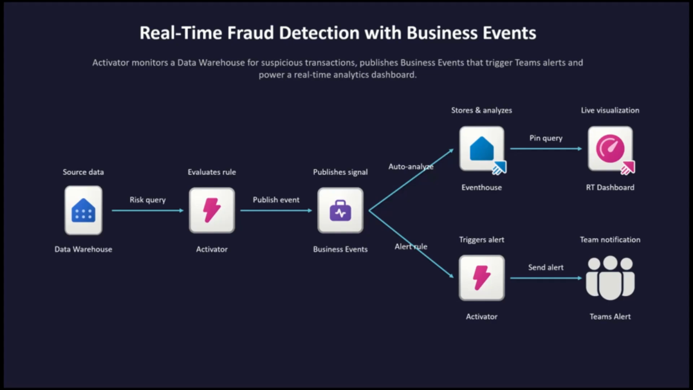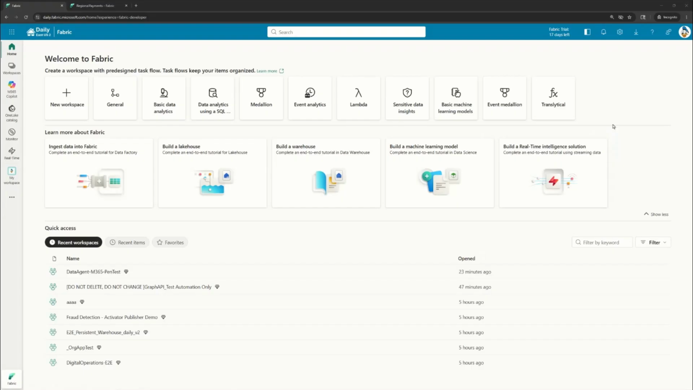Hello. In this demo, I'll show how Activator can publish business events from a data warehouse. So every region's warehouse emits the same centrally managed event, triggering alerts, powering Eventhouse analytics, and lighting up a real-time dashboard.